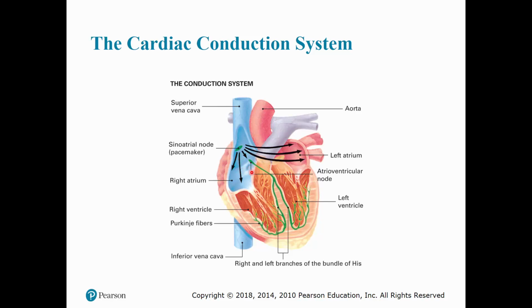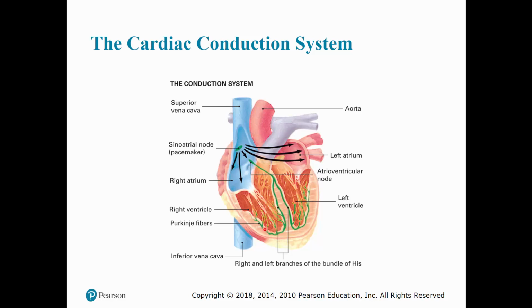If the sinoatrial node fails, it then goes to the AV node. If the AV node is the primary pacemaker, now your pulse is about 60 beats per minute. From there, it goes down the Purkinje fibers.